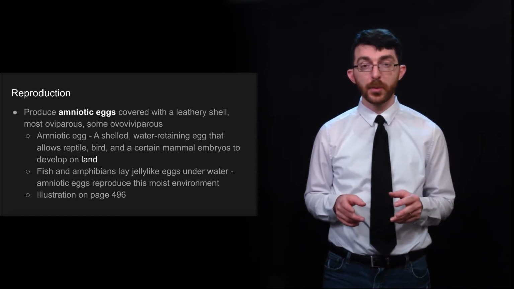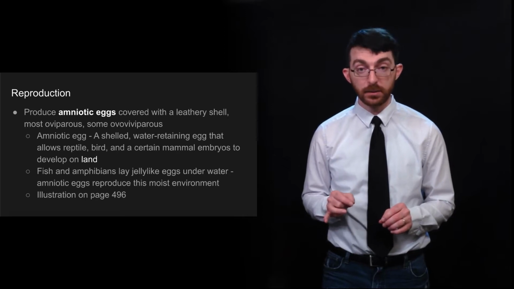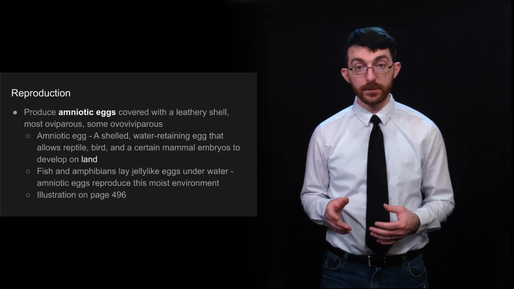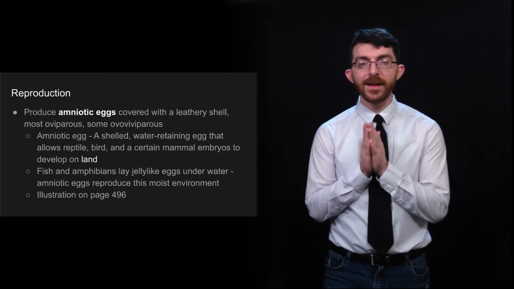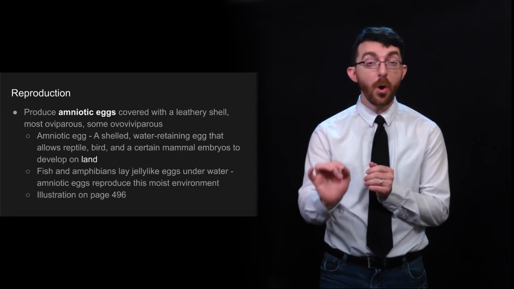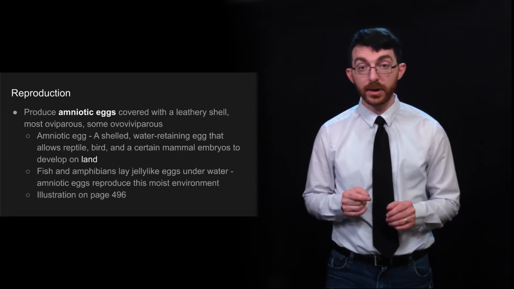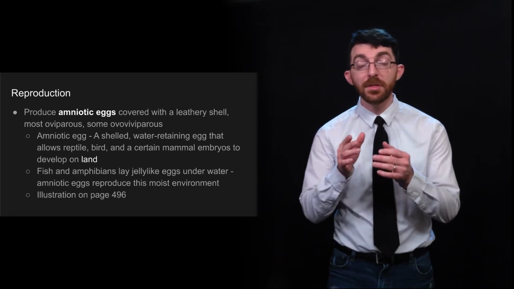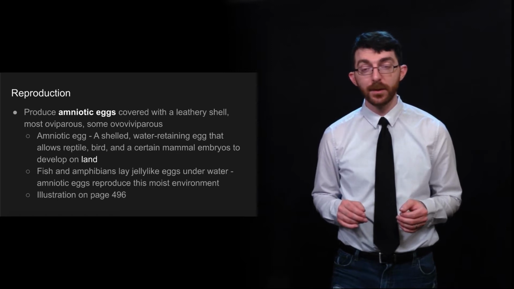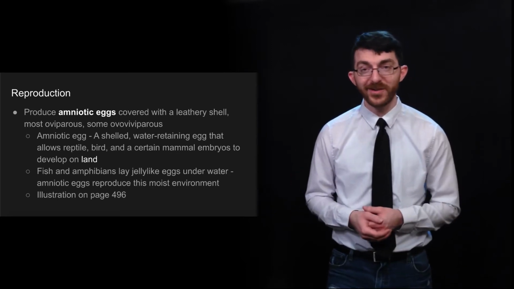So reptiles will produce what are called amniotic eggs, covered with a leathery shell. Most of them are oviparous, although some are ovoviviparous. So what is an amniotic egg? An amniotic egg is a shelled, water-retaining egg that allows reptile, bird, and certain mammal embryos to develop on land. So that's how reptile eggs can develop on land but still stay moist. They just packed a water bottle.